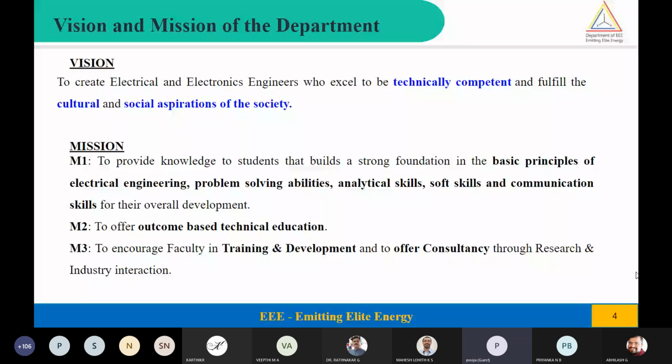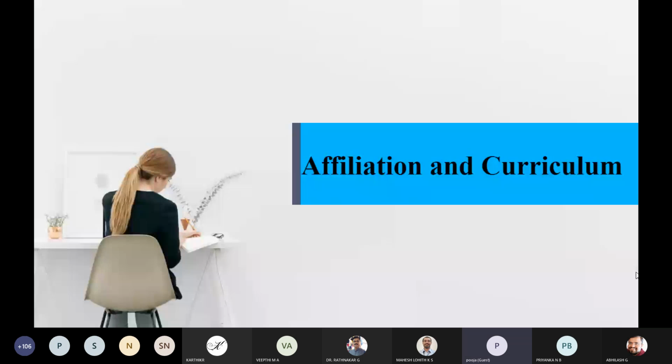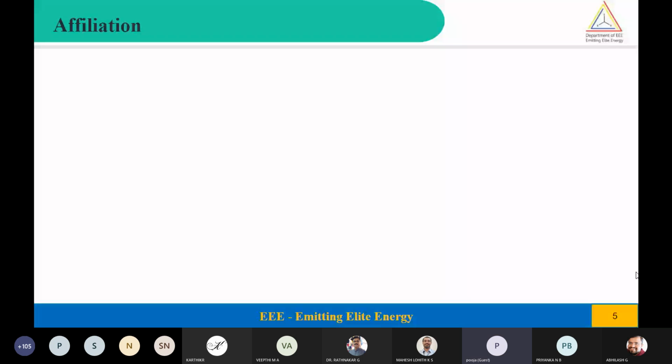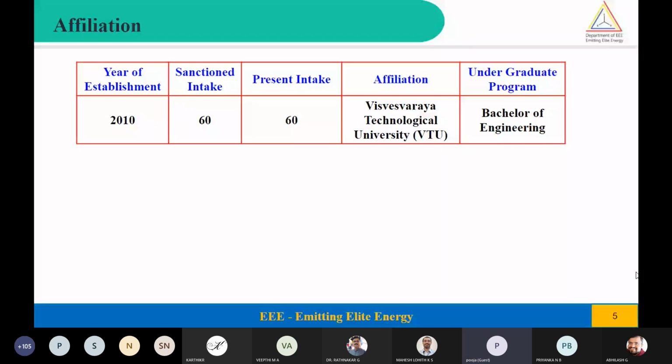I did say to you that I'm going to explain my department activities through certain topics. The first topic I'm going to take is affiliation and curriculum. Coming to affiliation, my department is affiliated to Visvesvaraya Technological University, and we started in the year 2010 with a sanctioned intake. Presently, we are offering two programs: an undergraduate program leading to Bachelor of Engineering, and a research program leading to the award of Doctor of Philosophy. So these are the two programs that we are offering in our department.